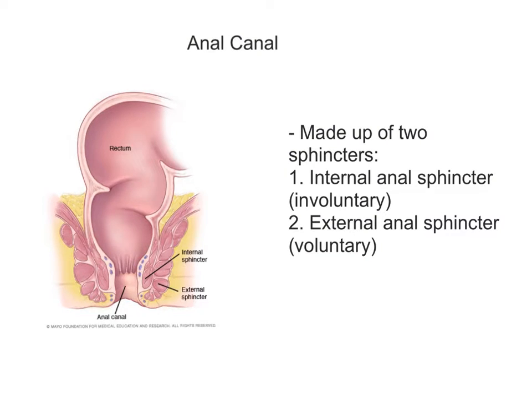The anal canal is the last segment of the large intestine. It is made up of 2 sphincters. First is the internal anal sphincter, which is made up of smooth muscle and is involuntary. Then is the external anal sphincter, which is composed of skeletal muscle and is voluntary. They open and close the anus in order to start the process of defecation.